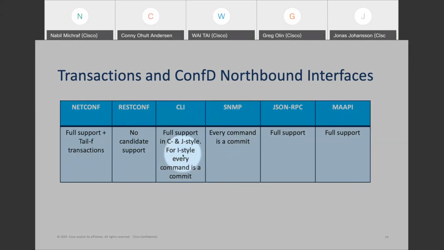Same thing with the CLI, actually, for ConfD. You have full support in the C and J style, but in I style, which is the iOS classic style, every command is a commit. So there's no transaction support where you bundle several commands together like you do in C style or restconf, netconf or something. So in C and J style, you write a number of commands and then you commit. In I style, every command is a commit.